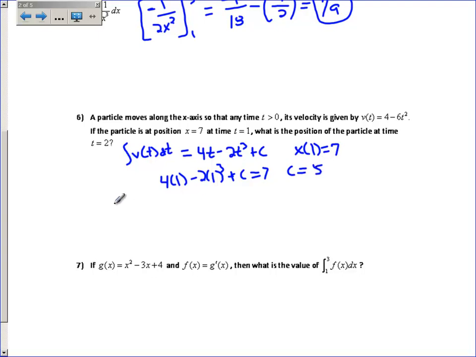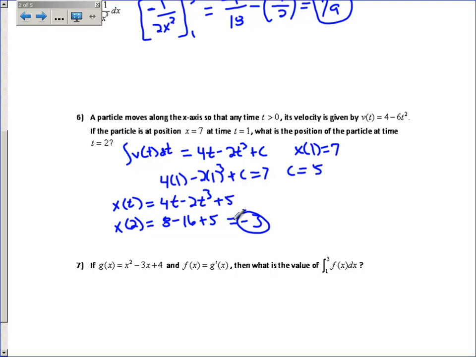So I know my equation for my x-coordinate. It's 4t minus 2t cubed and then plus 5. So what I can do now is find the position of the particle at time 2. And so I'm going to get 8 minus 16 plus 5, which is negative 8 plus 5, which is negative 3.